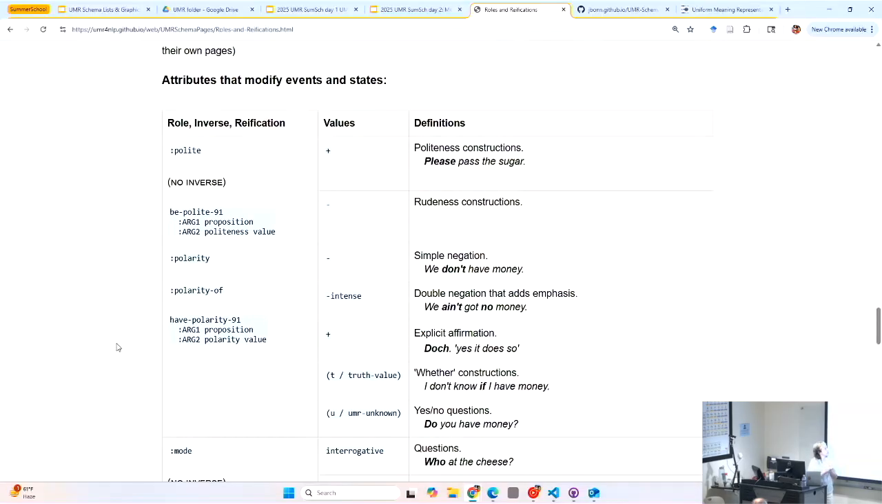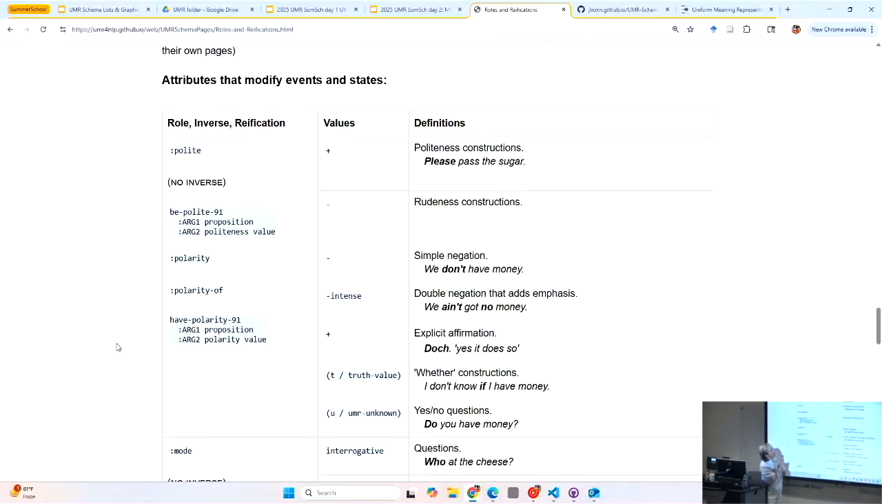Okay, so here are the attribute roles. These are the ones that have a fixed set of constant values to choose from. Politeness, I did not come up with a rudeness construction, but theoretically you could have a rude comment that you would put a polite negative on. Polarity.